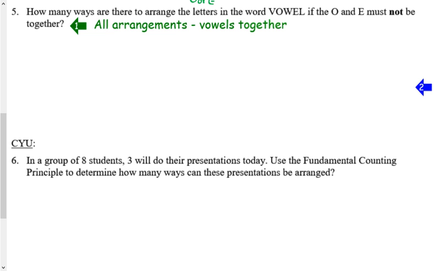So, all of the possible arrangements, I have 5 letters, so it's 5 factorial. How many of those have the vowels together? Well, we just calculated that. That was 48.